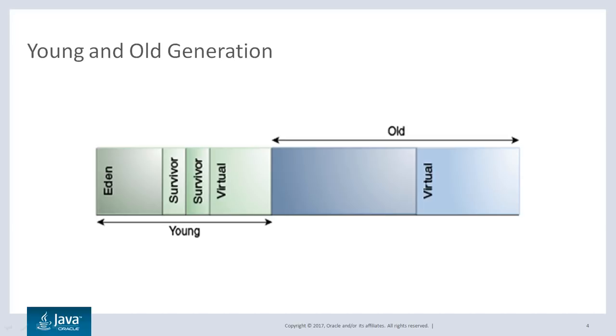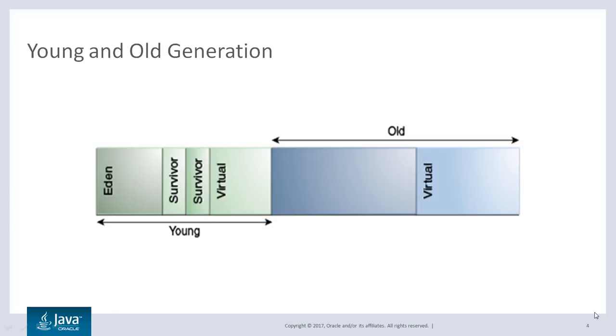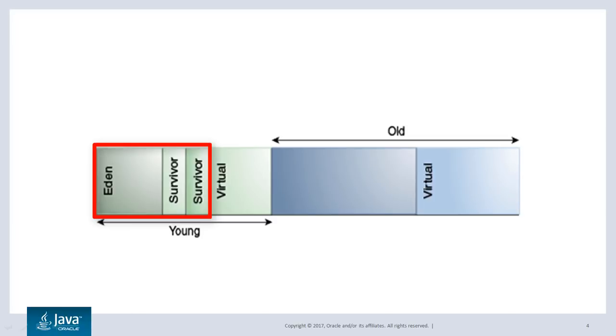At initialization of the virtual machine, the entire space for the heap is reserved. But depending upon the heap parameters provided to the JVM, not all of the space that's reserved may be immediately committed to the virtual machine. The uncommitted space is labeled virtual in this picture. At runtime, different parts of the heap, tenured and young, can grow to the limit of the virtual space as needed. The young generation consists of Eden and two survivor spaces.